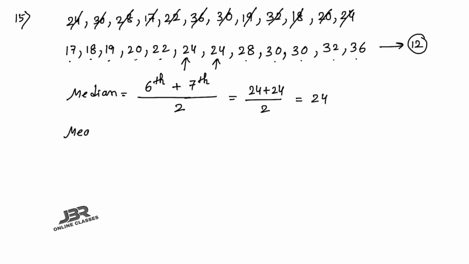Now next one, mean. So for the mean, first you have to add all the numbers. So 17 plus 18, then plus 19, then plus 20, then 22, 24, then again 24, 28, 30, again 30, then 32, then 36. So it's 300. Now 300 by 12, it's 25. So 25 is your mean, and median is equal to 24.